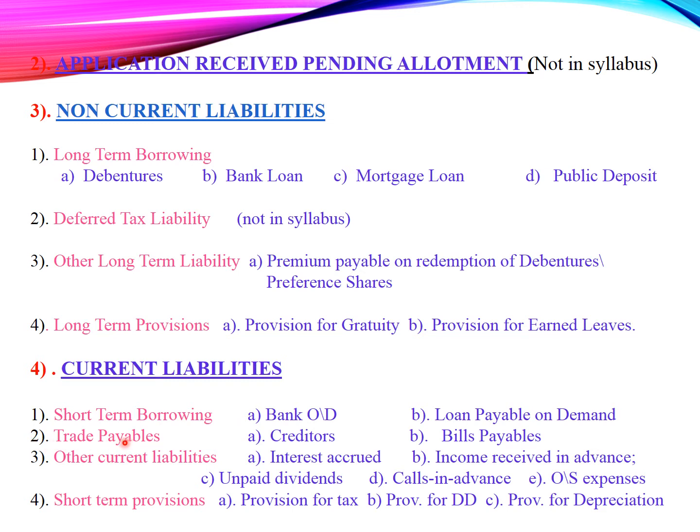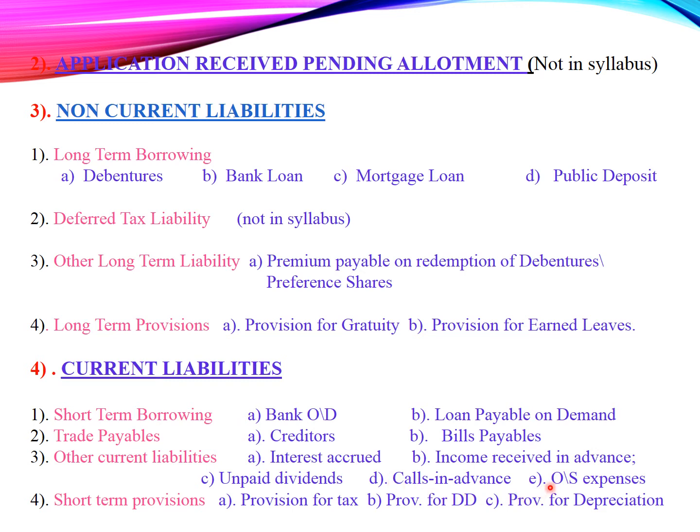Third subheading is other current liabilities. It's an important section. This includes interest accrued, incomes received in advance, unpaid dividends, calls in advance. Remember, एक term है calls in arrears, which is shown under subscribed capital heading, whereas calls in advance are shown under other current liabilities. Next is outstanding expenses. These are also shown under other current liabilities.